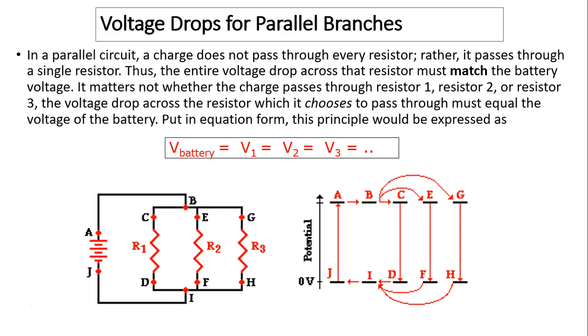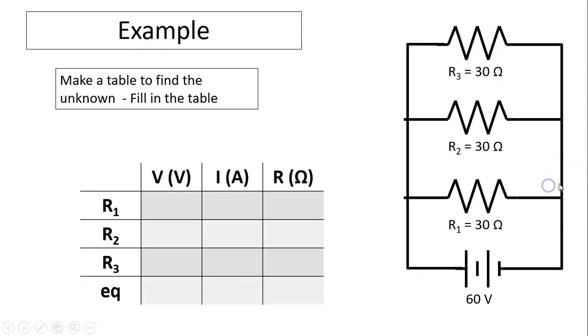So put that in equation form, we have this principle: voltage of the battery equals V1 equals V2 equals V3. This is kind of like when you go on the water slides, you go up the steps, and then you have 3 paths to choose. It doesn't matter which path, you'll all come down to the ground. So each drop is the same. Just some drops take longer than the other drops. So all the drops are the same. So that's what it means. The voltage drops are the same.